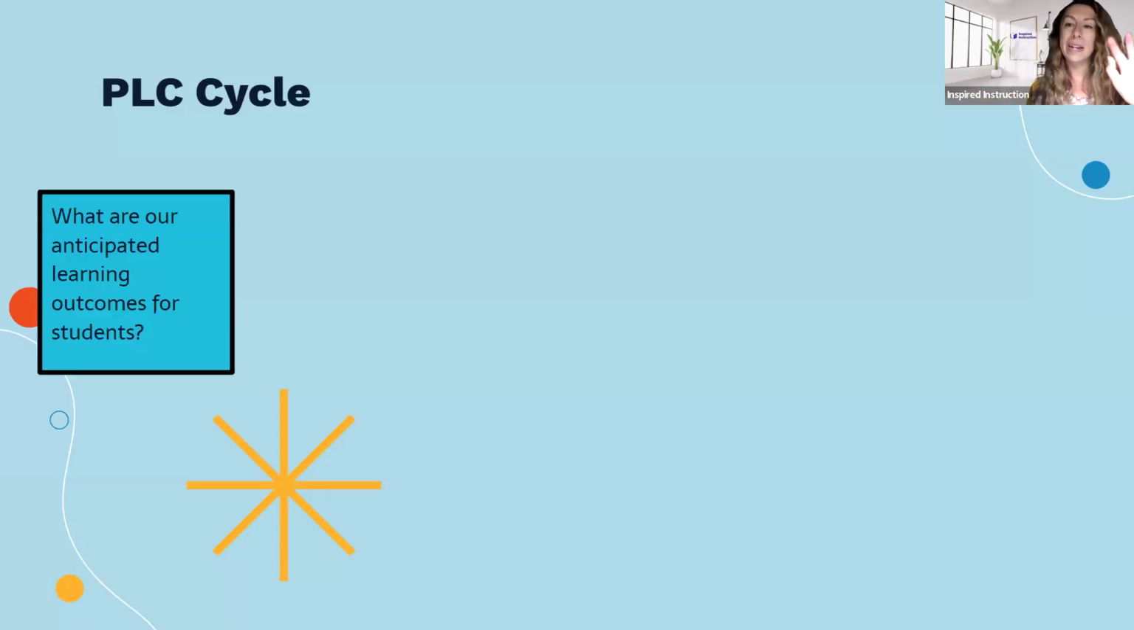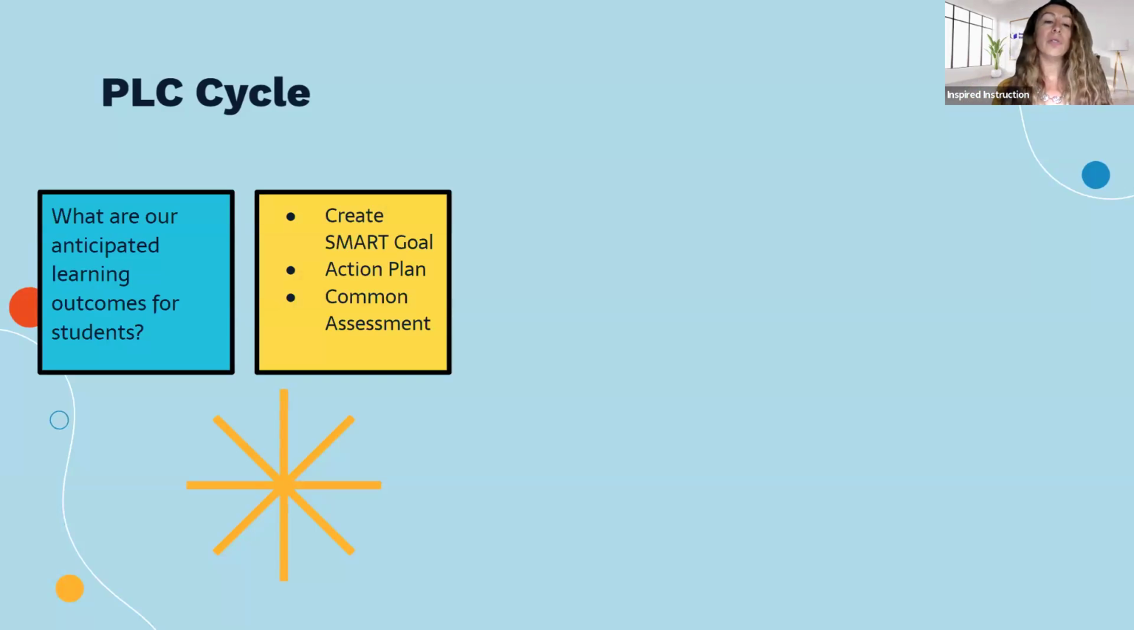So we start with that initial question of what the anticipated outcomes are for students. We know that. So once that's determined and answered, teachers in their PLCs, or PLC members, would work to create a SMART goal or an action plan or common assessment or all of those things. And I'll share some templates that you can use as well for this piece. But this is a great time for teachers to work backwards, right?